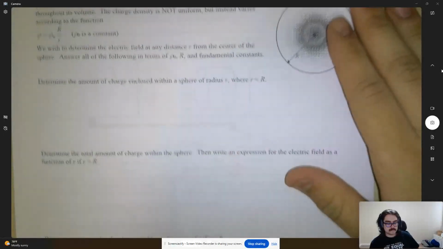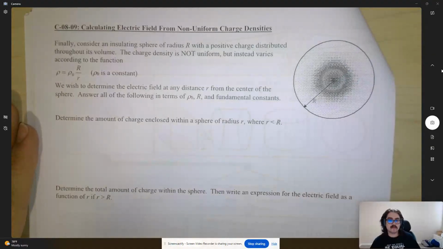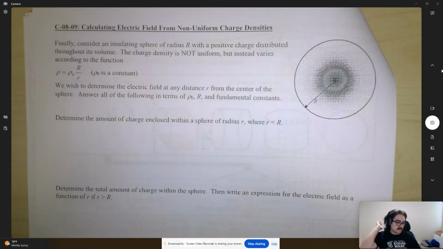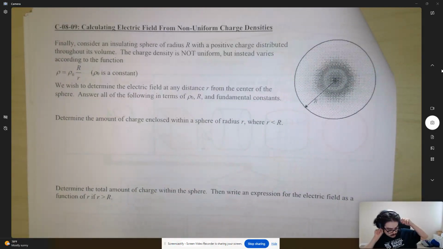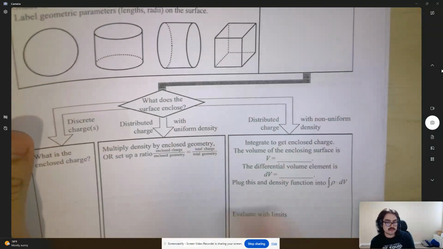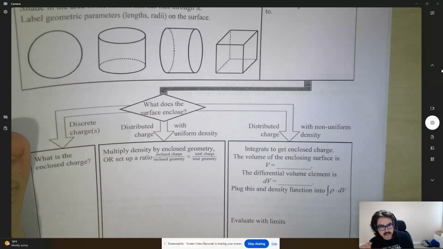All right. This is section 9 of Unit 8. This is calculating electric field from non-uniform charge density. So this is kind of throwing everything together, Gauss's law, and all that fun stuff to figure out electric field from non-uniform charge density. So we previously had only been looking at the uniform density and the discrete charges. Now we're doing it with non-uniform density, which is going to take a little bit more effort to get to.